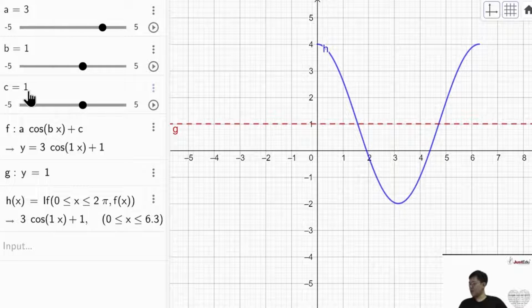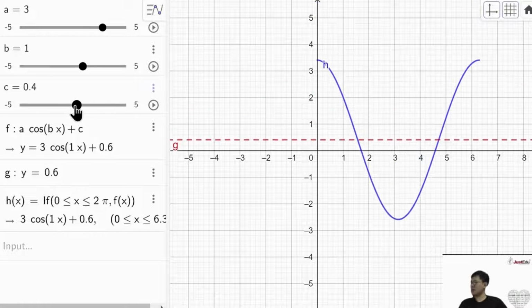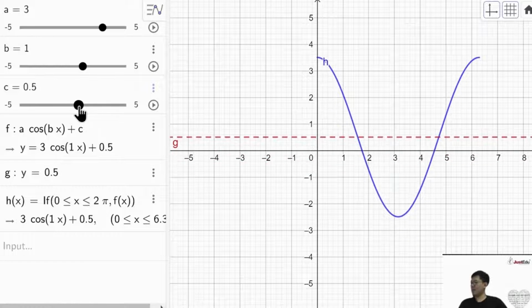Okay? Then the C value is the axis of curve. C will actually move the curve up and down, right? As I adjust the C, you see the curve can go up and down.